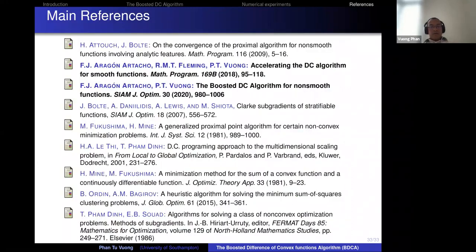Thank you for your attention. And here are some references. The main references are the second and the third one. At the moment, we are still developing BDCA for fully non-smooth problems, and hopefully this will be published soon. Thanks again, and I hope to get some questions from the audience.